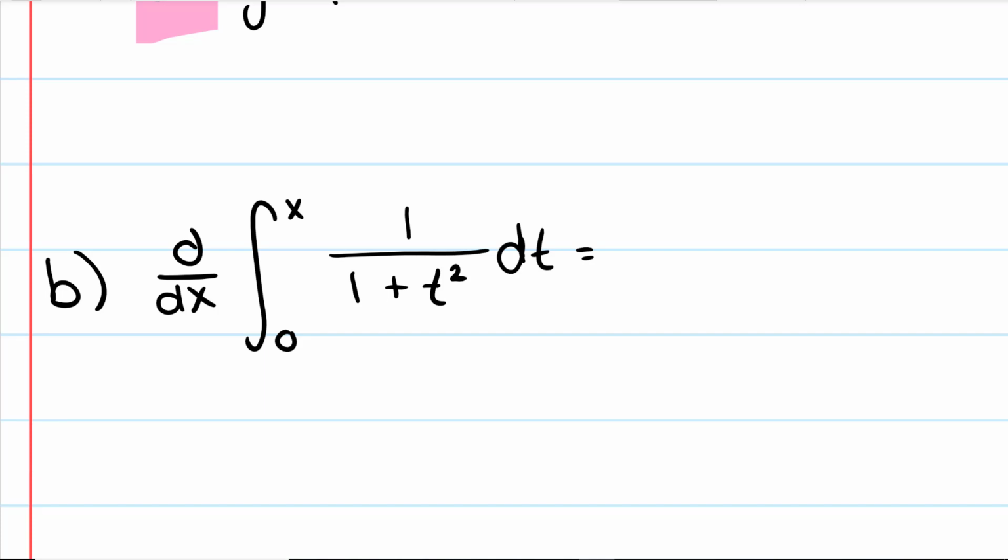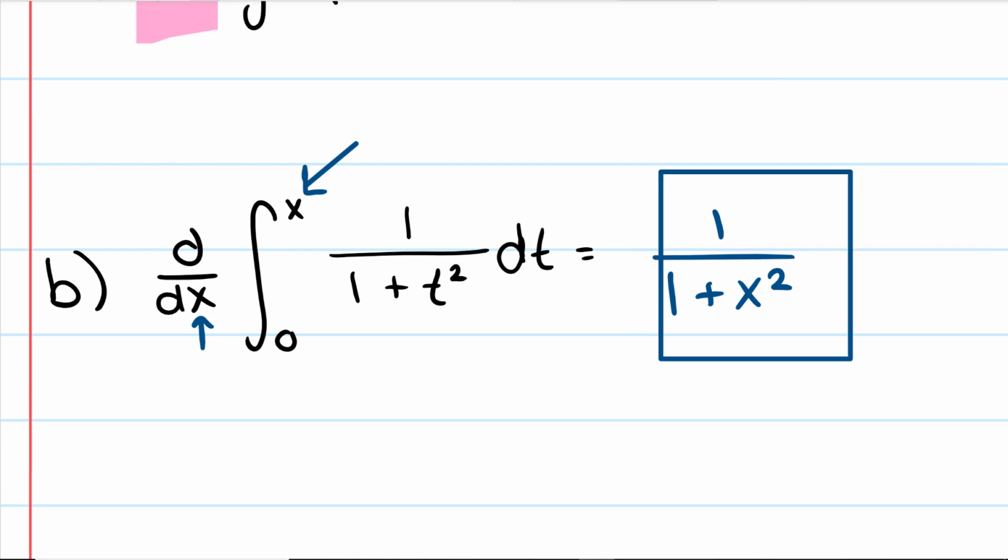Alright, let's see if we can do it. So first thing we do is check to make sure these match. Good, they do. And so now all this is going to be is 1 over 1 plus x squared. And that's all there is to using the first fundamental theorem of calculus. I know this might seem ridiculously simple. The upside is, it is. All you have to do is replace the variable with the new letter of differentiation. After you do that, you've taken the derivative of the integral.